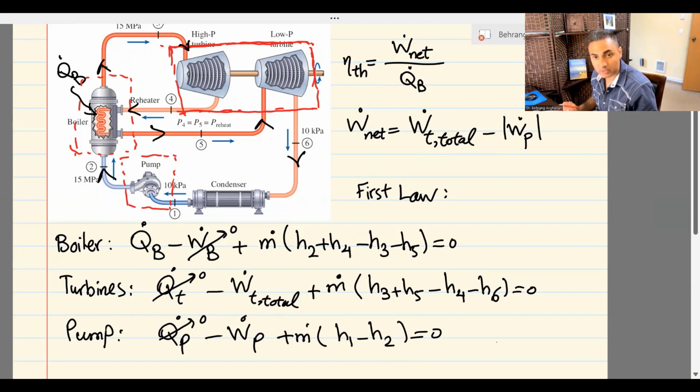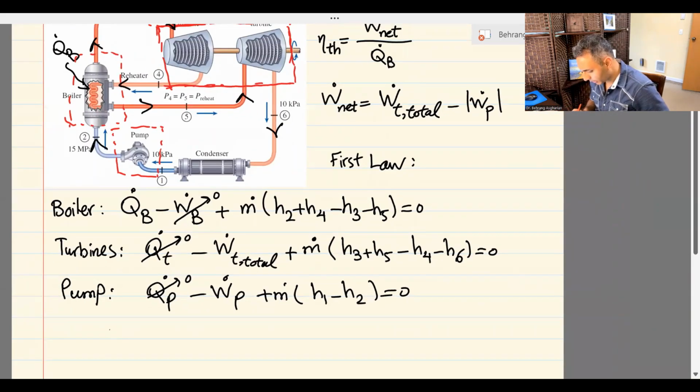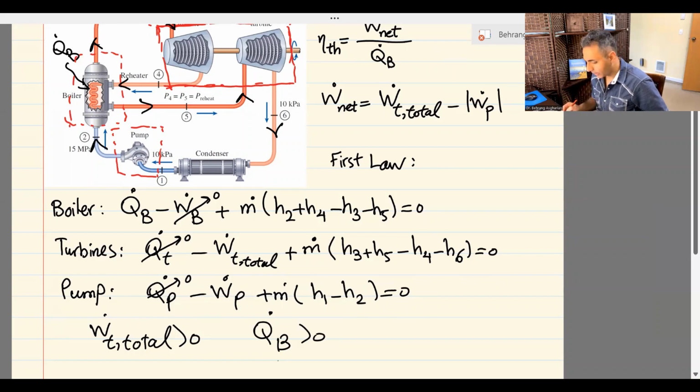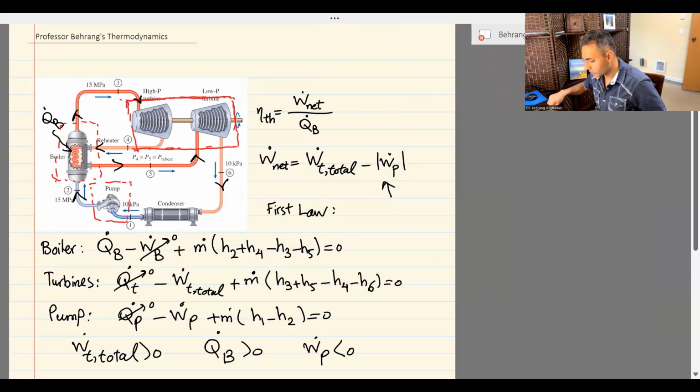What we are going to see after solving the problem like this is that the total W dot of the turbines is going to be a positive number, and the total Q dot of the boiler is going to be a positive number for sure, but W dot of the pump is going to be a negative number, and that's why I use this form here. So now, looking at the whole solution, this is what we are going to apply in our EES code to find the efficiency of the cycle.